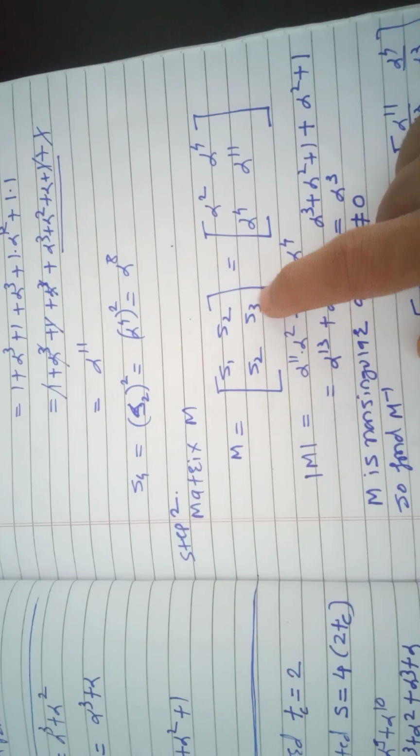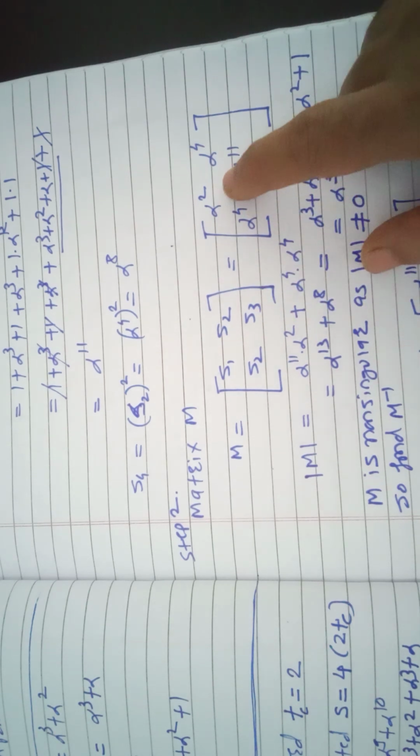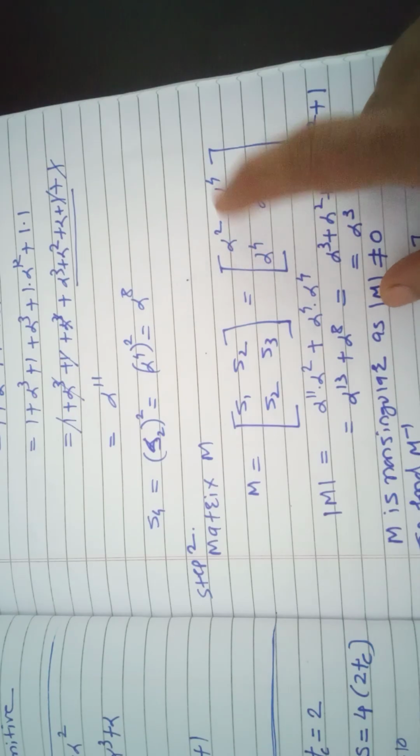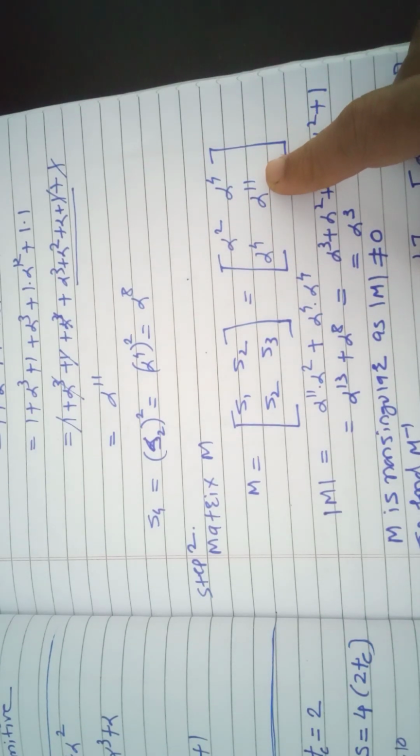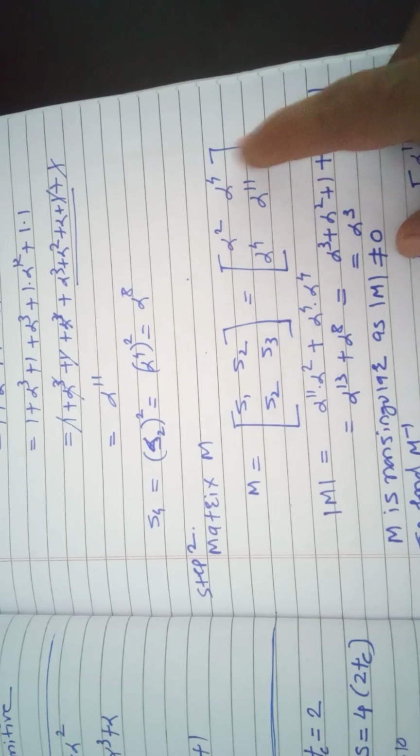So how to remember this? See, this is 1 less than S4 or 2 TC. So S3. So put the values. So that is alpha square, alpha raised to 4, alpha raised to 4, alpha raised to 11. S3 is alpha raised to 11.